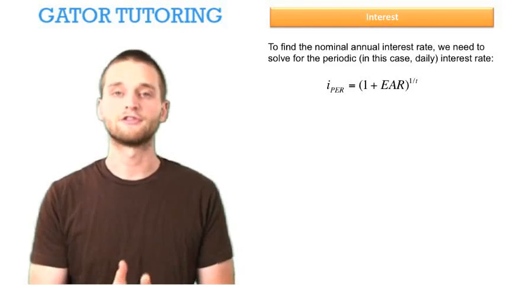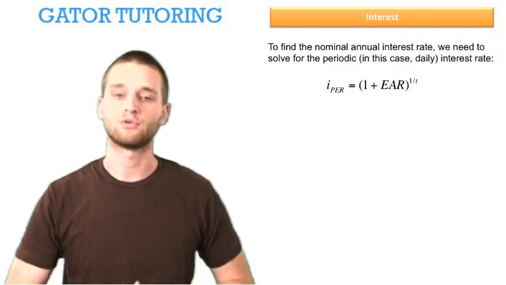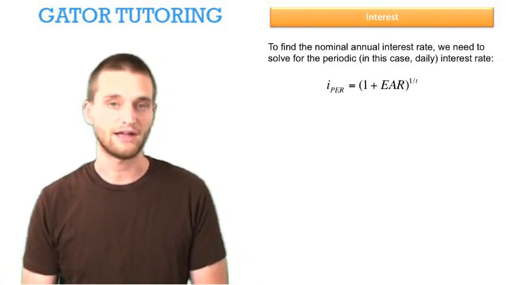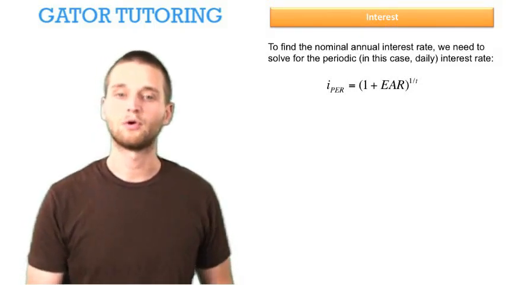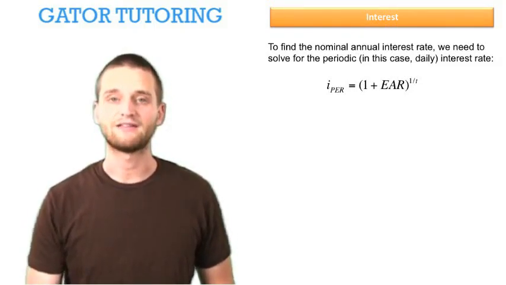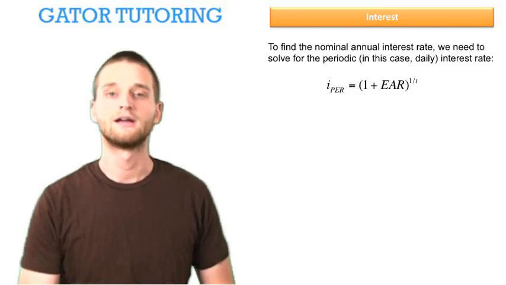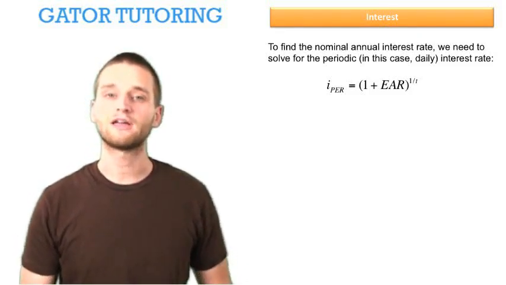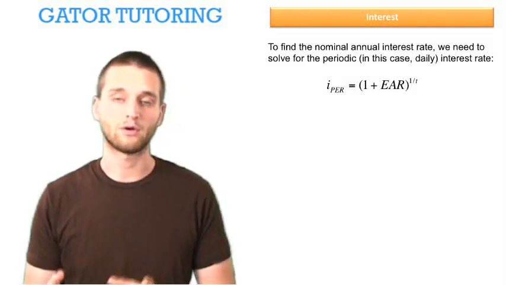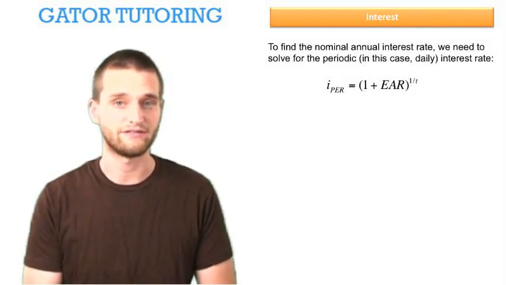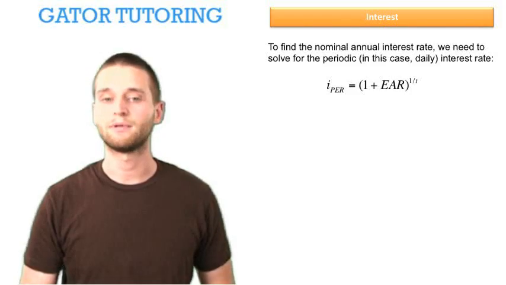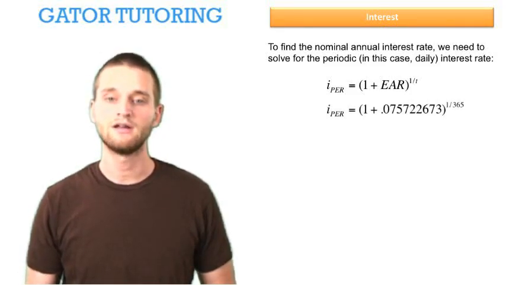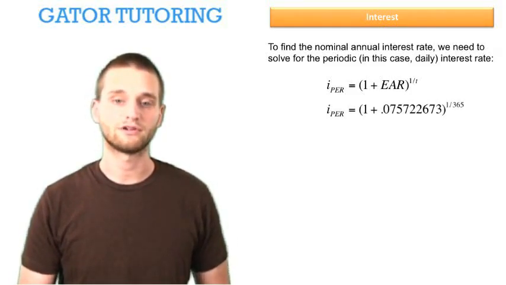So the formula for the periodic interest rate is equal to 1 plus the effective annual interest rate raised to 1 over t, where t is the amount of periods there are in a year. So again, it depends on the definition of periods. In our case, a period is a day. So the question tells us there's 365 days in this year. So we just need to plug in our effective annual interest rate and plug in 365 for t.